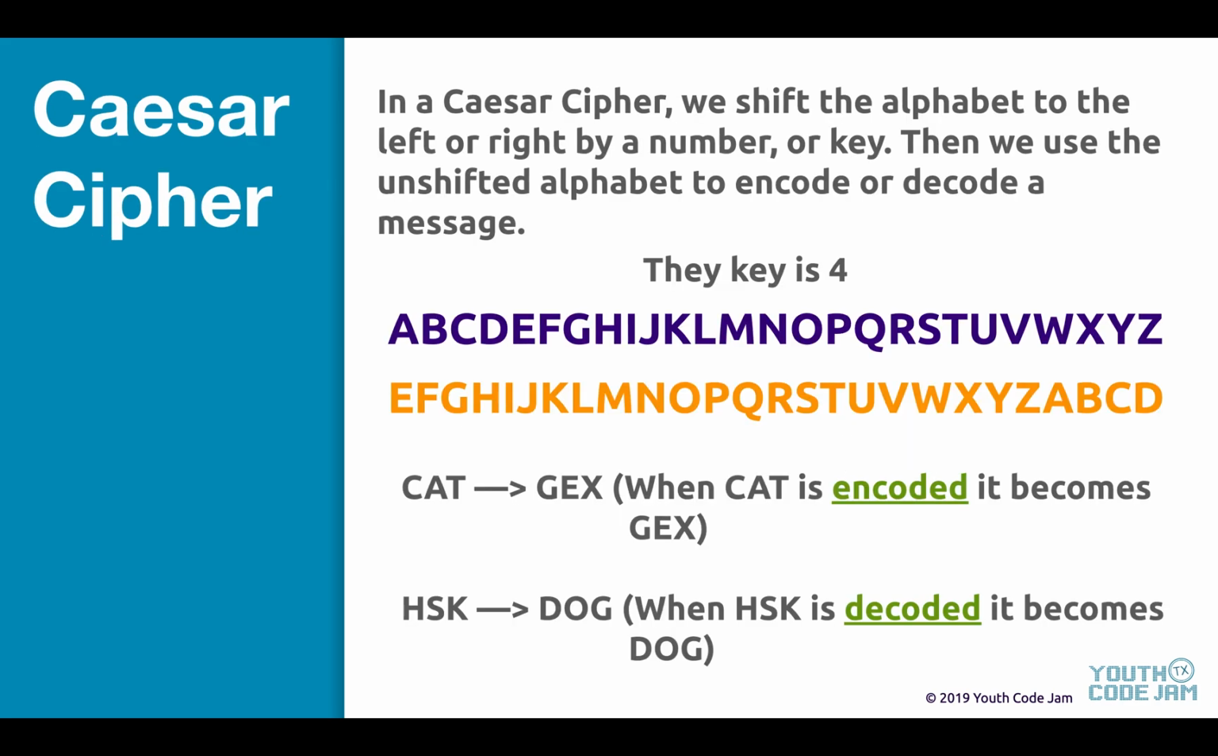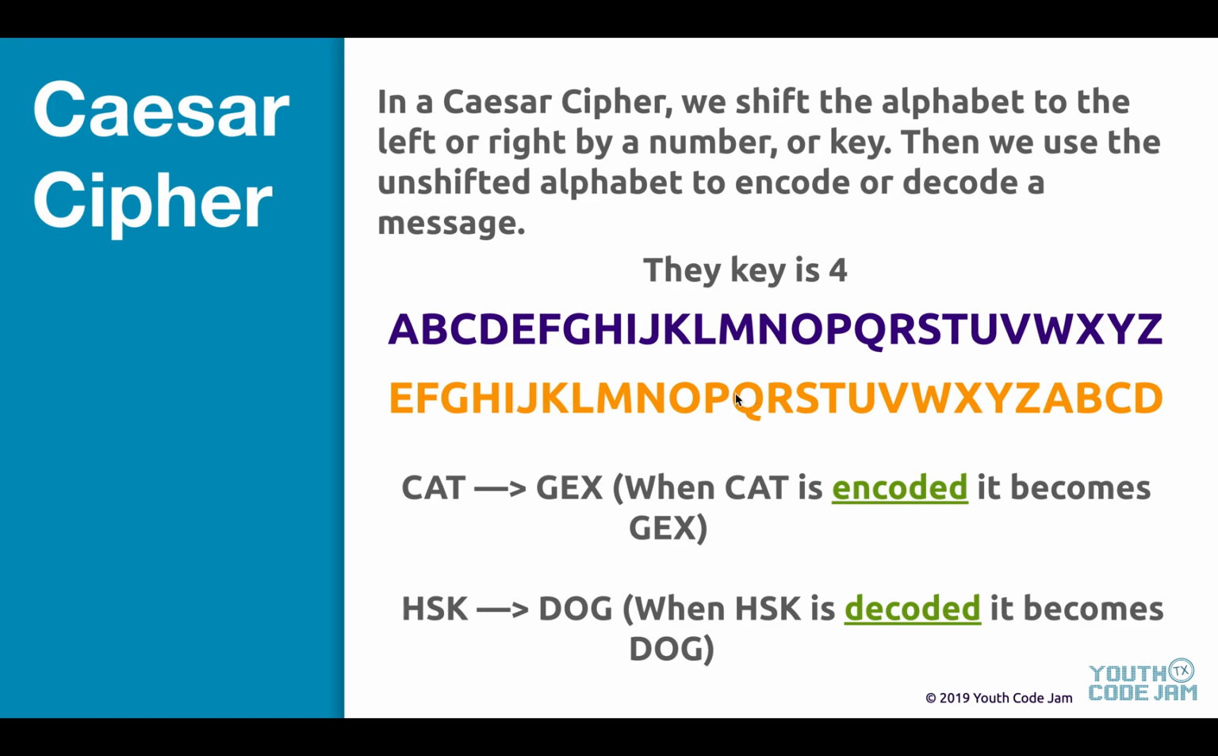So let's talk about the Caesar Cipher. With the Caesar Cipher, you start off with our regular alphabet, this one here in purple. Then you can shift the alphabet left or right by however many letters you want. That difference is the key. And then you end up with our encrypted alphabet. In this example, I shifted the alphabet to the left by 4, which means E became my first letter of the alphabet in orange, and D became my last letter.